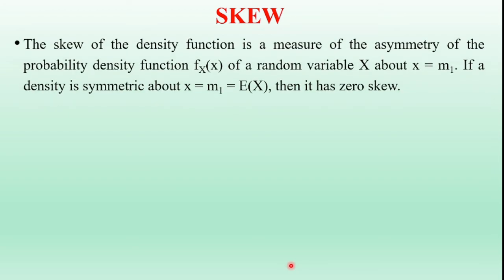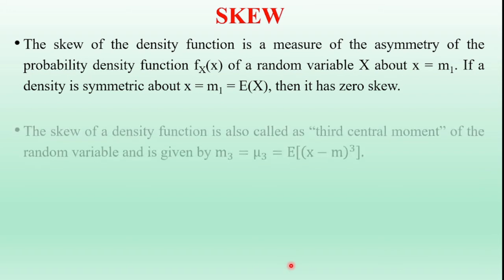Next, we are going to define skew. What is the skew? The skew of the density function is a measure of the asymmetry of the probability density function of a random variable capital X about x is equal to m1. If a density function is symmetric about x is equal to m1, then it has a zero skew. Once again, if a density function is symmetric about x is equal to m1, then it has a zero skew.